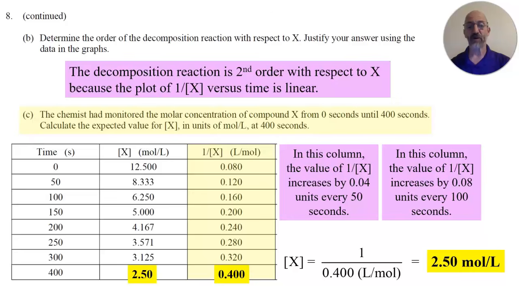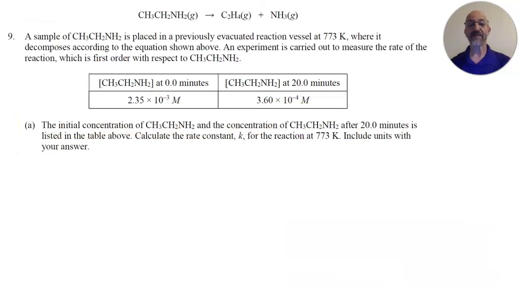So the answer to part C, The chemist had monitored the molar concentration of compound X from 0 seconds until 400 seconds. Calculate the expected value for the concentration of X at 400 seconds, and the answer is 2.50 moles per liter. All right, now it's time to take a look at question 9, and this is another decomposition reaction.